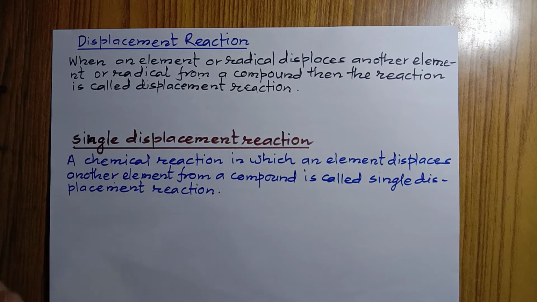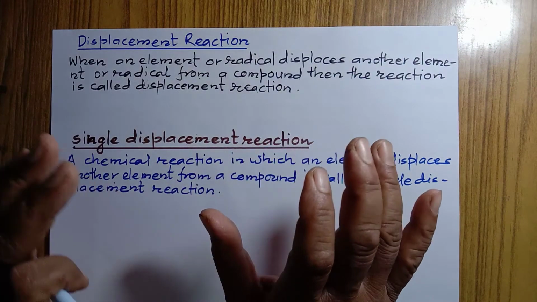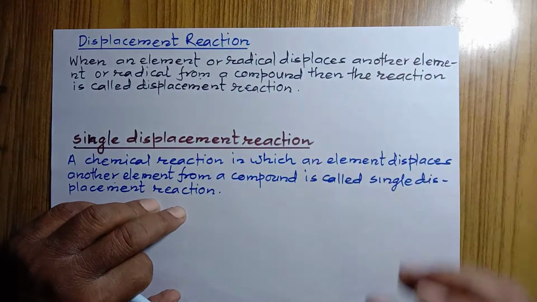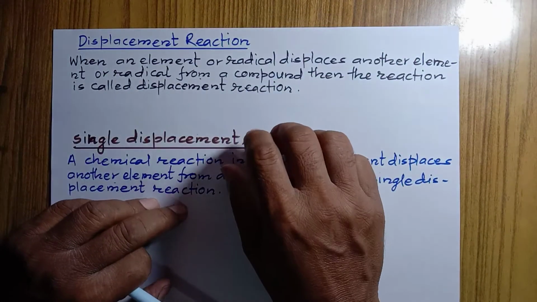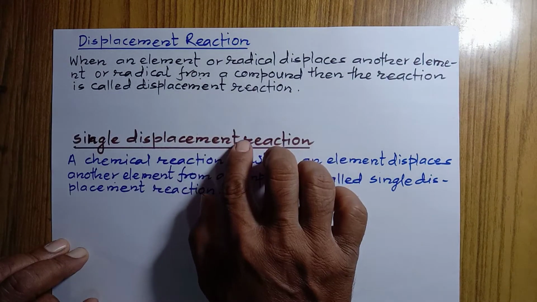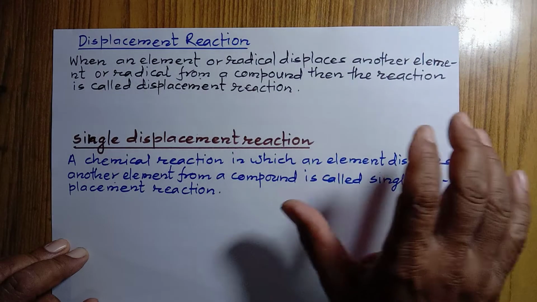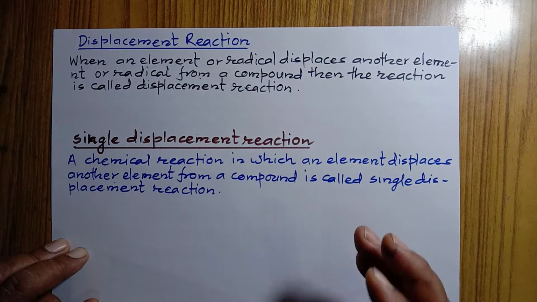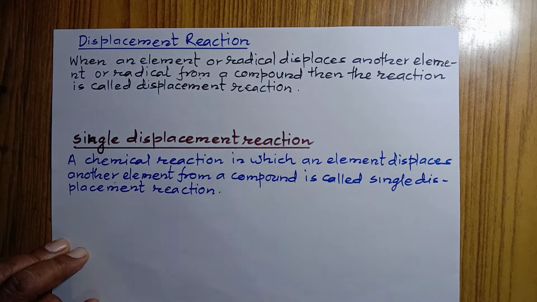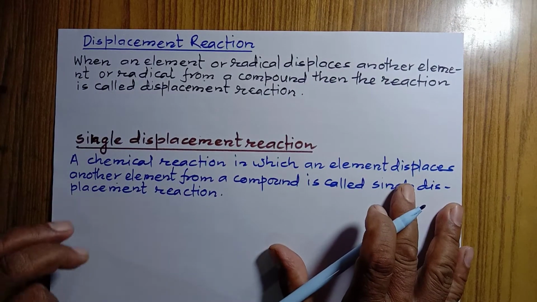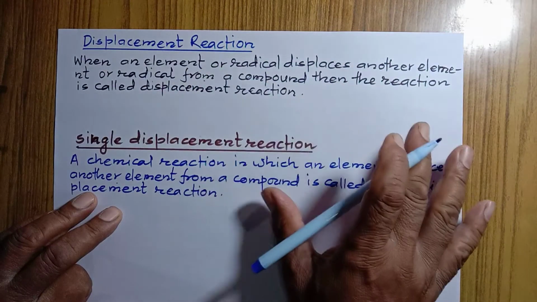Okay, today we are continuing with displacement reaction, and here I have written the definition of displacement reaction. Let's see. When an element or a radical displaces another element or radical from a compound, then the reaction is called displacement reaction. How can we understand this easily? I want to show you with the symbol.